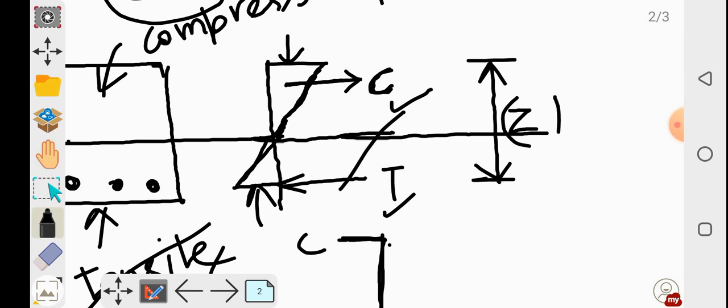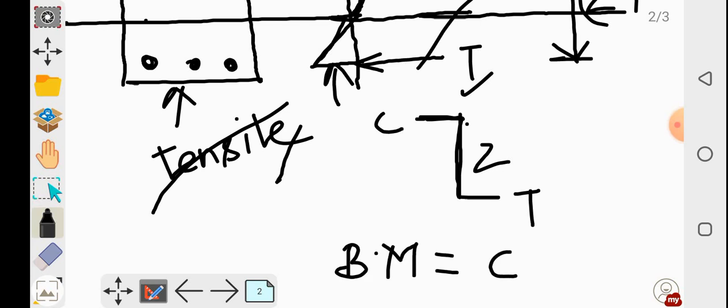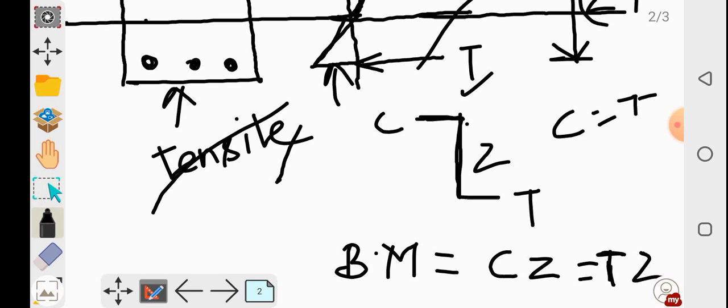Now if we calculate the moment, this perpendicular distance between the compression force and tensile force is known as the lever arm, which is represented by Z. Now if I calculate the bending moment generated by this couple, it will be C into Z, or T into Z, which are equal, because compression force is equal to tensile force.